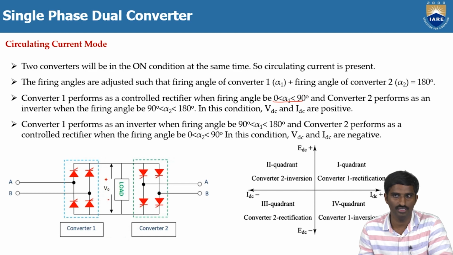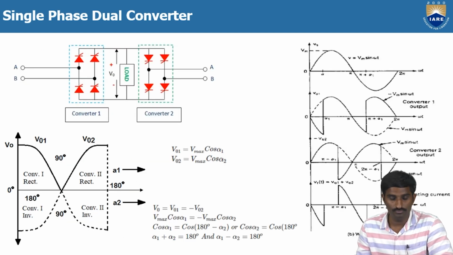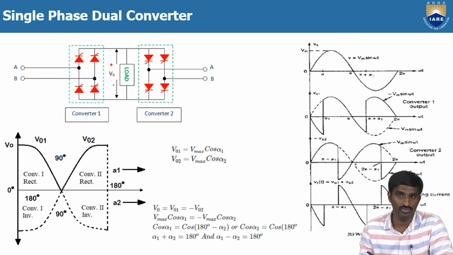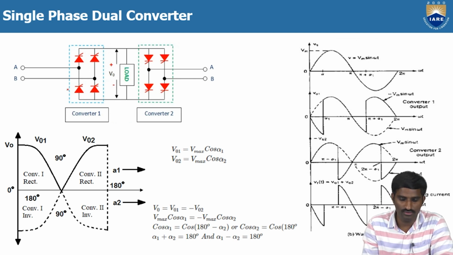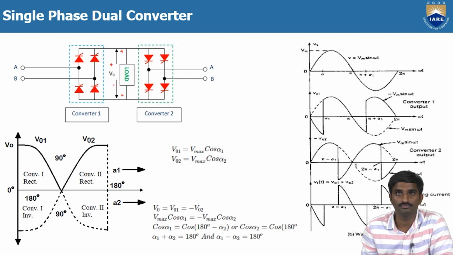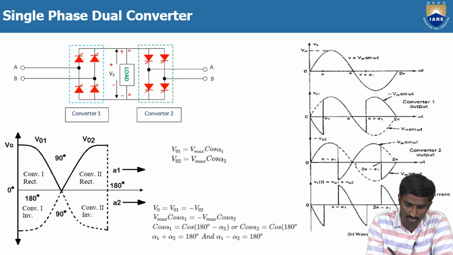Both VDC and IDC are negative. Now let me explain why we need to maintain alpha 1 plus alpha 2 equal to 180 degrees. As you can see here, with respect to converter 1, the output voltage is plus and minus. But with respect to converter 2, the positive voltage is here plus and here minus.